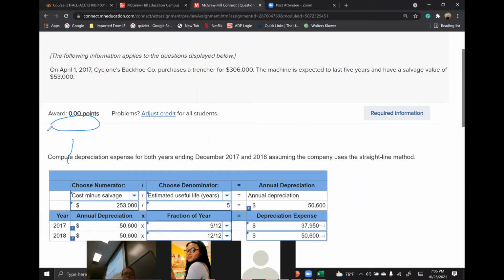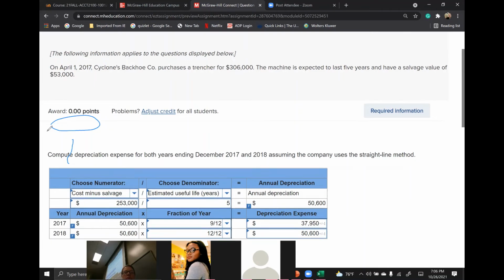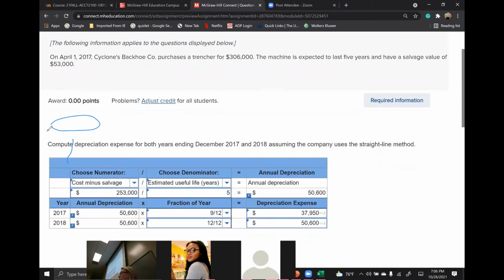Well, the next year in 2018 is a full year. So how much is it going to be? The whole amount, 50,600. So it wants you to set it up with your fractions. So calculate out your partial year. The reason why it's a partial year in 17 is because we bought it on April 1.